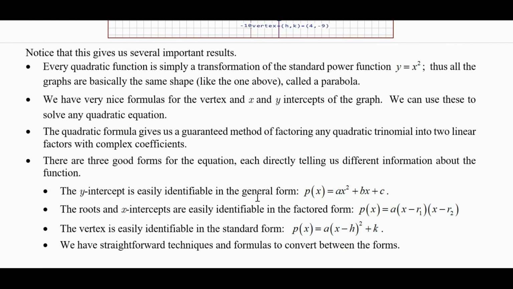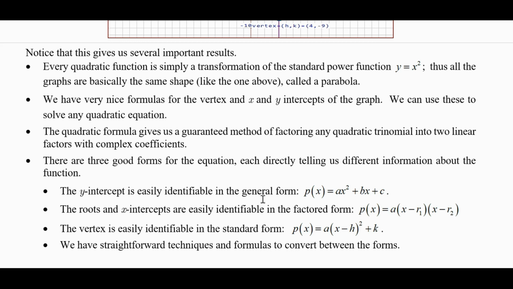So what are some conclusions? Every quadratic function is simply a transformation of the standard power function y equals x squared. Thus, all graphs are basically the same shape, like the one above called a parabola. They have very nice formulas for the vertex and x and y intercepts of the graph. We can use these to solve any quadratic equation. The quadratic formula gives us a guaranteed method of factoring any quadratic trinomial into two linear factors, as long as we're willing to have complex coefficients.